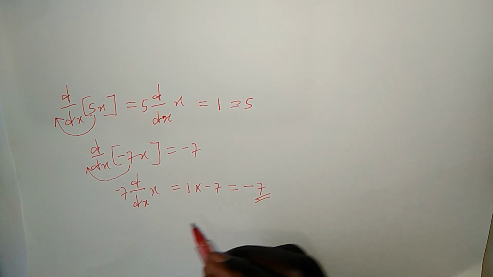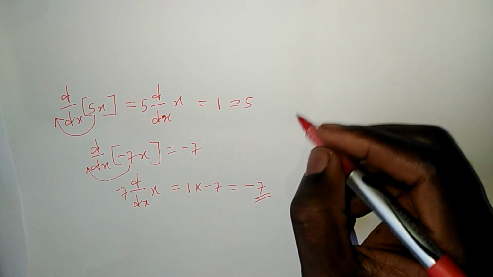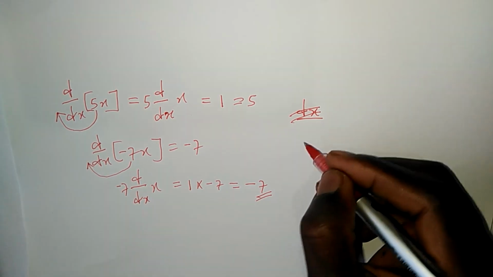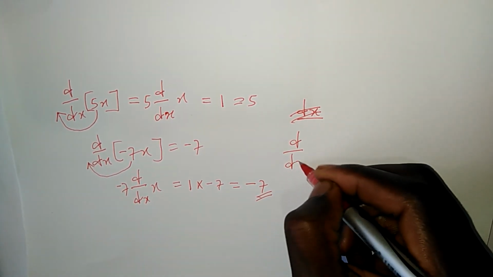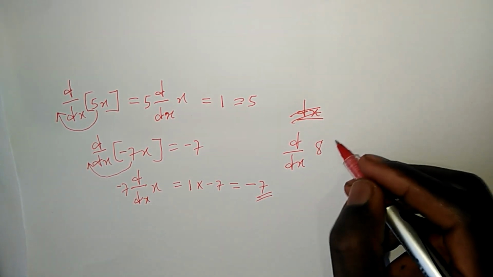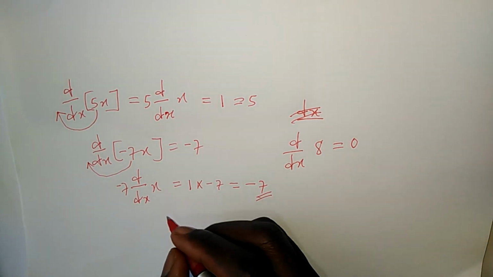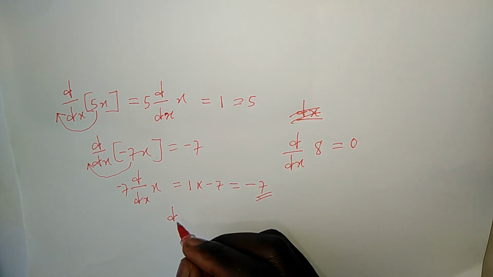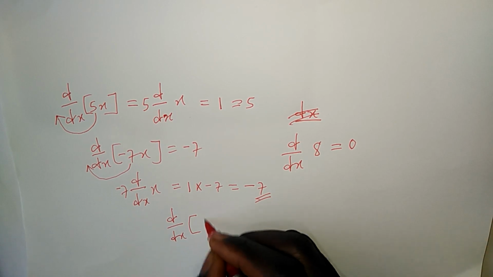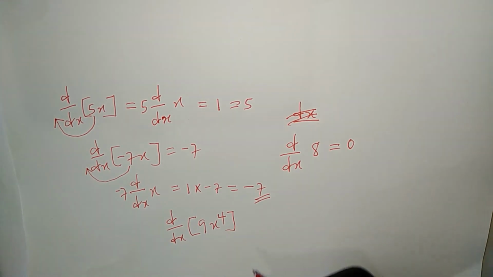So what if we have d over dx of 8, just a single constant? Then I tell you the differential of any constant is equal to 0. Another example, let's say we have d over dx of 9x raised to power 4. Find the derivative of this particular function.